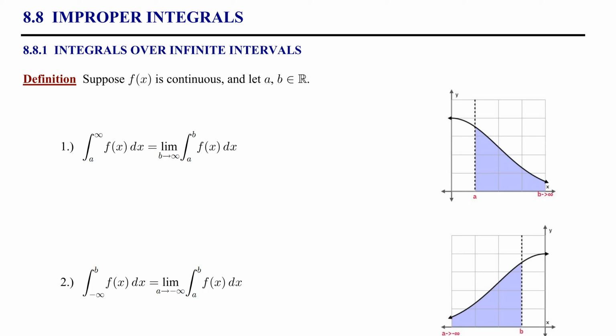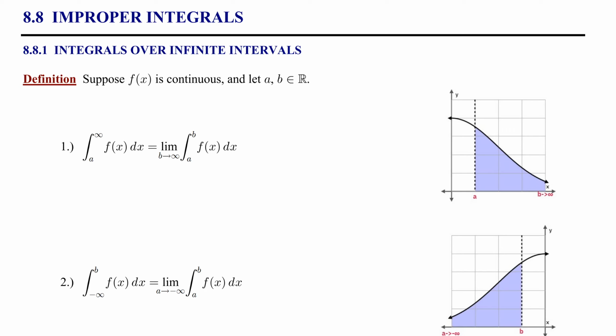We will wrap up our study of integration by examining two types of improper integrals. The first type of improper integral contains an infinite limit of integration, and the second type contains an integrand with an infinite discontinuity, also known as a vertical asymptote. In this video, we will focus on the first situation, integrals over infinite intervals.